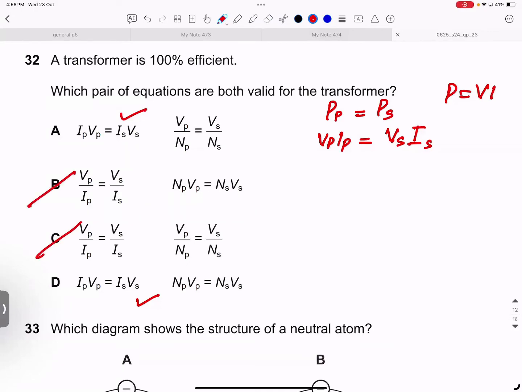Now for every transformer, the ratio of VP over NP is equal to VS over NS. Which option? A. In a transformer, the turns ratio to the voltage is the same. Also, the input power VP IP should be equal to VS IS. The right combination of the options is A.